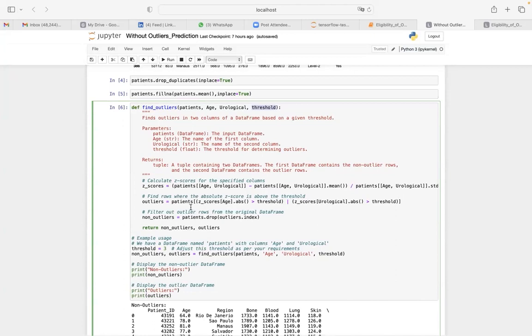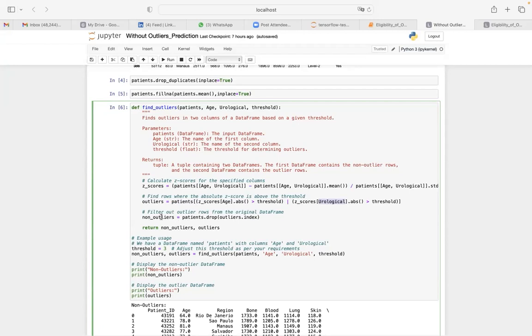Then we will separate out those outliers. Find the rows where the absolute Z score is greater than the threshold, and we'll set the threshold later. Right now I'm just taking the Z score from here, feeding it to the outliers object, and taking the absolute value. If that absolute value is greater than the threshold value, for age as well as for urological, I'm taking both, then it is an outlier. If it is not, then it's a non-outlier.